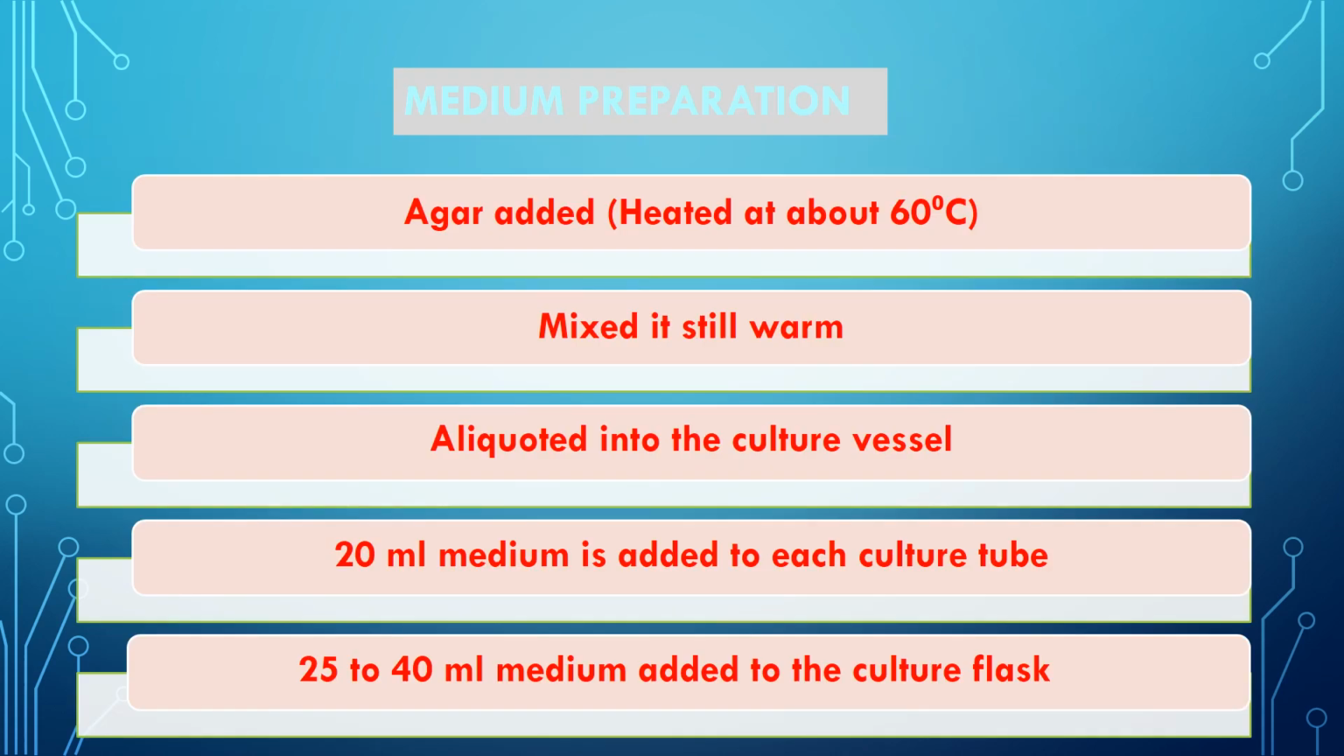After adding all the components, they are mixed well. A solidifying agent, that is agar, is added and the mixture is heated to about 60 degrees centigrade to dissolve the agar. While the mixture is still warm, it is aliquoted into the culture vessels at the required volume. Approximately 20 ml of medium is added to each culture tube and 25 to 40 ml of medium is added to each culture vessel. Based on the size of the flask, the medium has to be added.